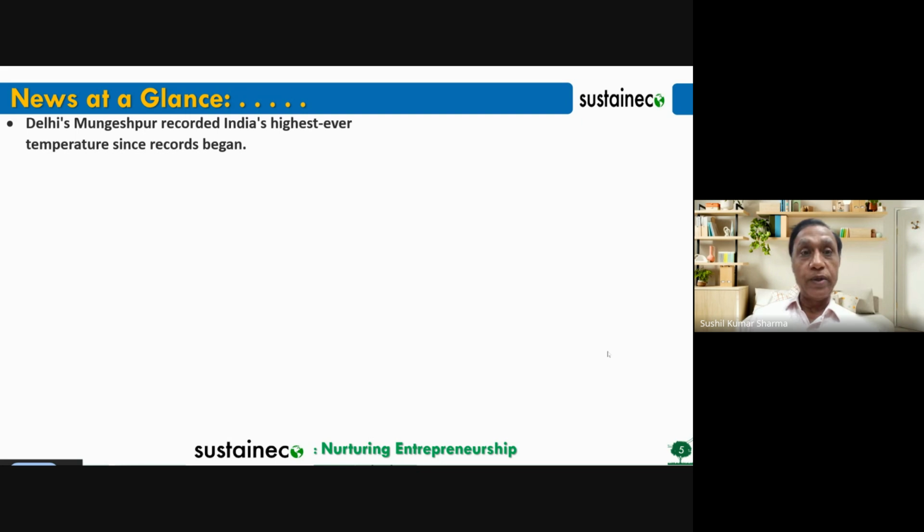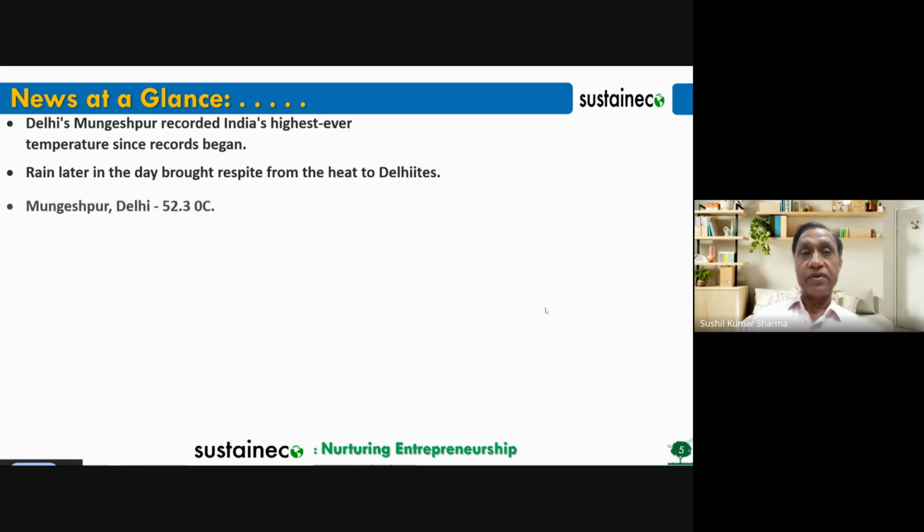Earlier, it used to be Phalodi in Rajasthan with 51 degrees centigrade. And in fact, the same day, Phalodi also recorded 51 degrees. With this highest temperature in Delhi, later during the evening Delhi also had rains the same day, and as a result Delhiites got some respite from such heat conditions. The recorded temperature was 52.3 degrees centigrade, as I have mentioned.